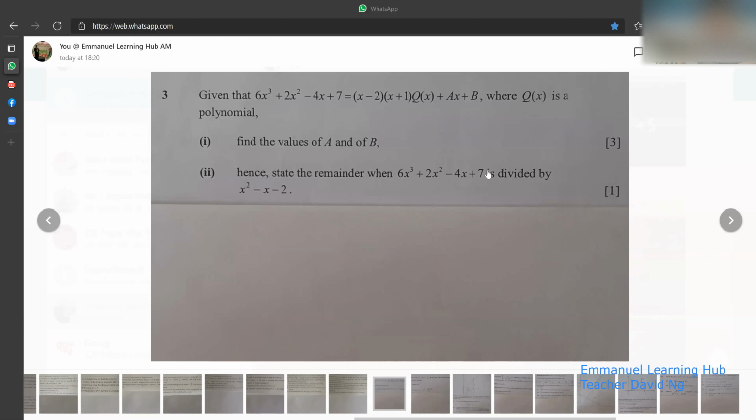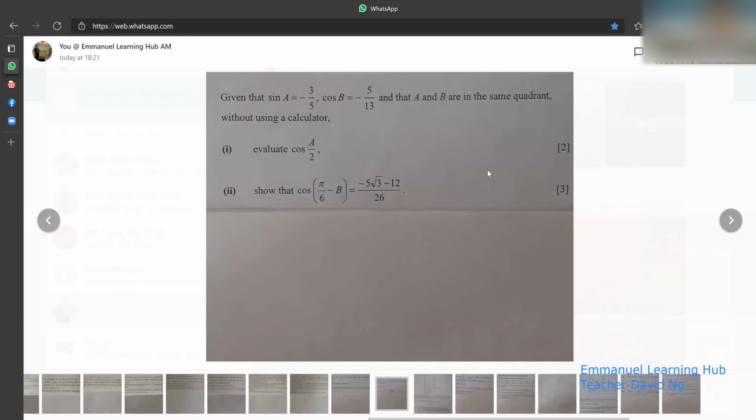Okay, next we're going to take a look at this question, question 4, part 1. So I'll only be going through part 1 with you. It says that sine A is equal to minus 3/5, and your cosine B is minus 5/13. A and B are in the same quadrant.